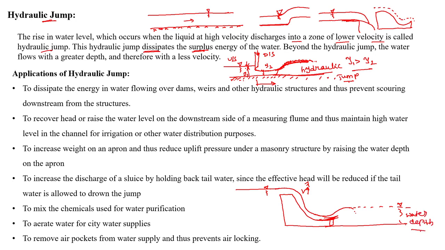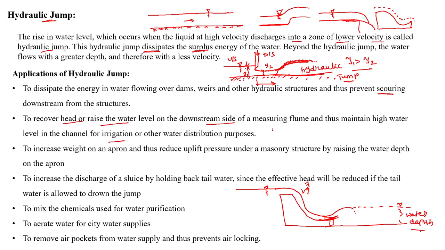So this has several applications. We'll see what they are. First is to dissipate the energy in the water flowing over the dams, as a hydraulic structure that prevents scouring. As I mentioned, by reducing the velocity, we can prevent scouring as well as erosion in the downstream of the structure. Sometimes in irrigation channels and other channels, the head, meaning the outlet of the irrigation canal, may be a little higher than the bed. In that case, if the depth of water is not available, we purposefully create a hydraulic jump to recover the head, or rise of the water level, on the downstream of the measuring flume, and thus maintain the hydraulic level in a channel for irrigation.